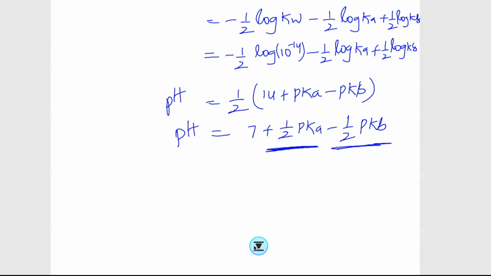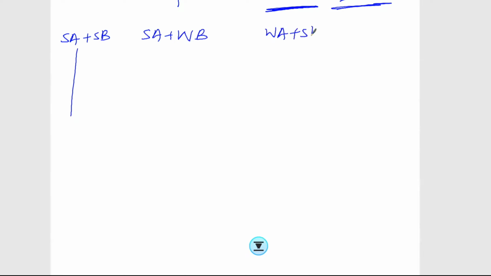So let us conclude by writing all of them at once. Strong acid plus strong base, no hydrolysis. So strong acid plus weak base is one combination, weak acid plus strong base, and weak acid plus weak base.